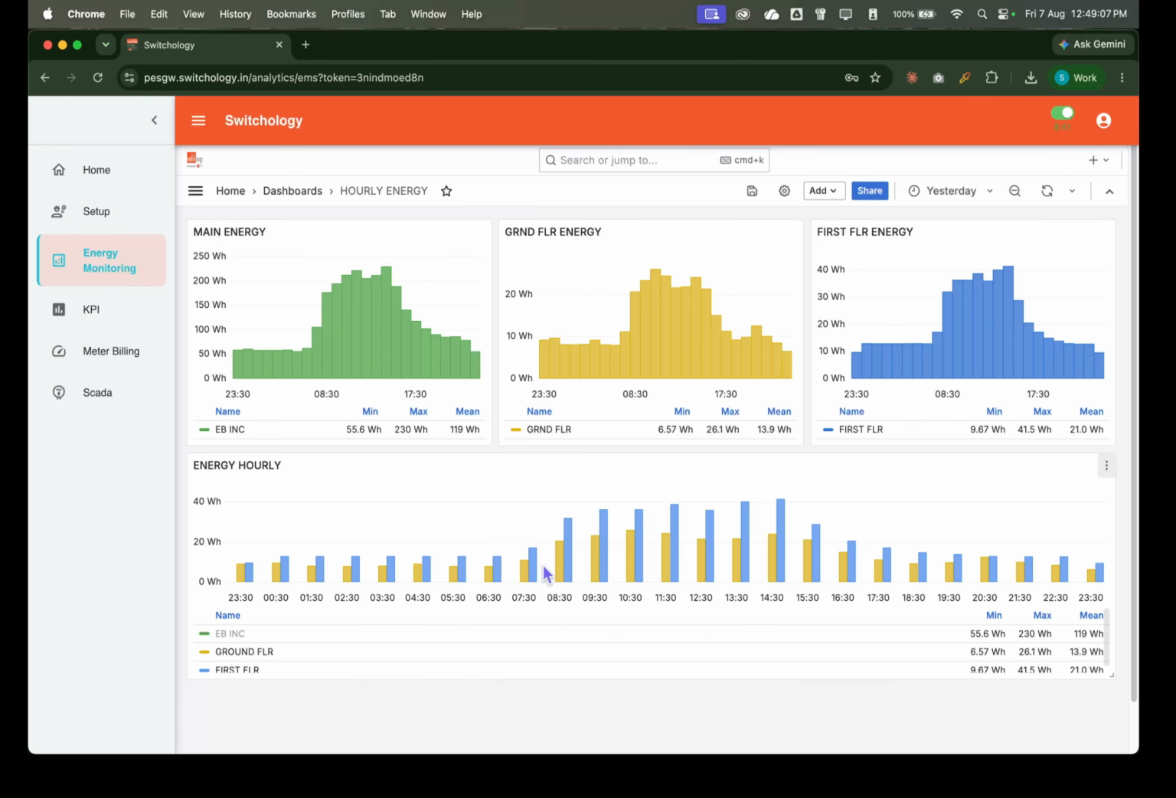Now this is a comparison of ground floor and first floor put together side by side. You can see that the ground floor is much lower compared to the first floor readings. So the first floor is consuming more energy during the day. Now this is a 1 day analysis of how much energy is being consumed.